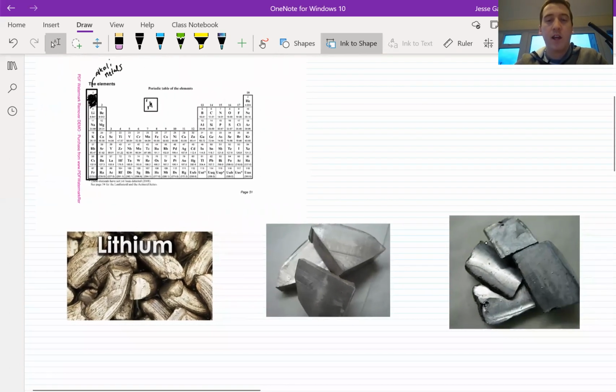So I'm just going to let you have a look at the 3 pictures there. If this isn't clear, by the way, this is obviously lithium. This here is sodium, Na, and this one is potassium. So just have a look at the pictures for yourself for about 10 seconds.